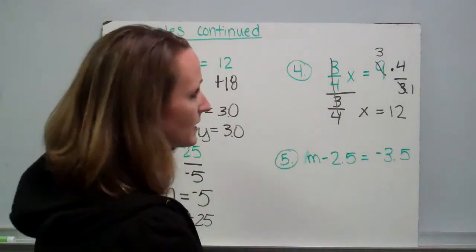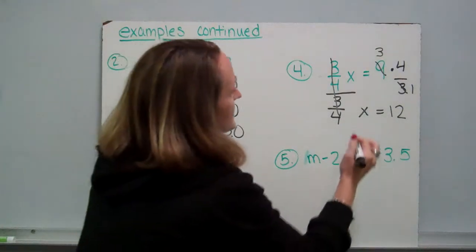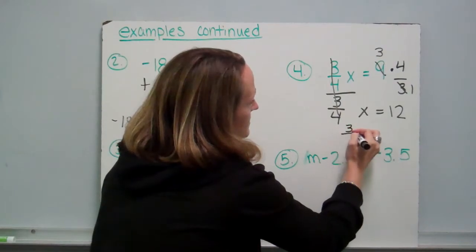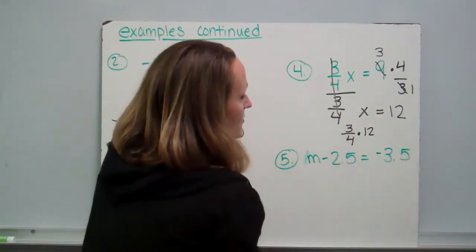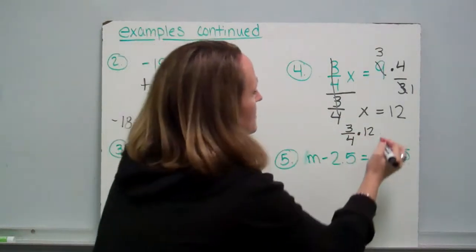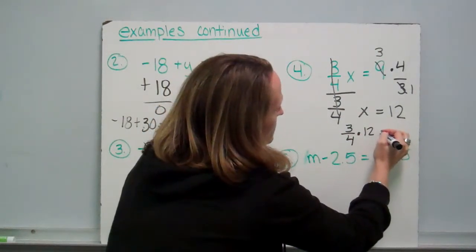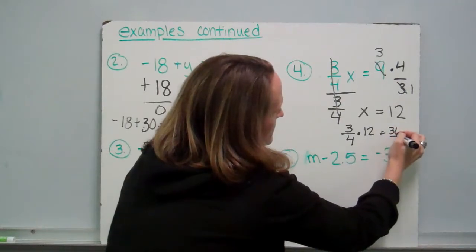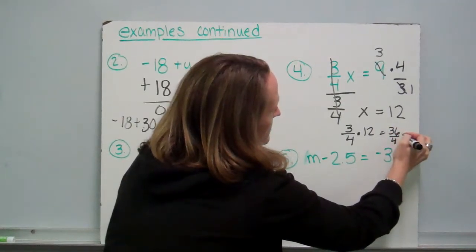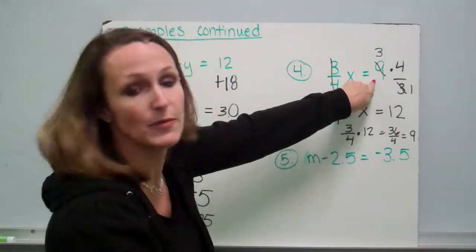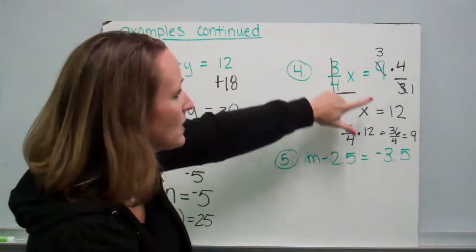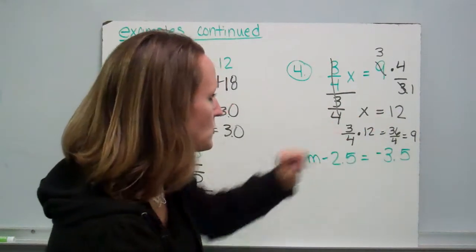Now, if I went back in and multiplied this through and did 3/4 times 12, what do I get? Well, 3 times 12 equals 36 divided by 4. That gives me 9. I have a 9 here and a 9 back up here where we started. So our answer should indeed be x equals 12.